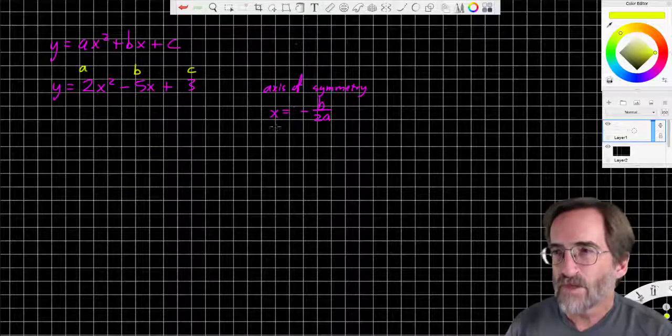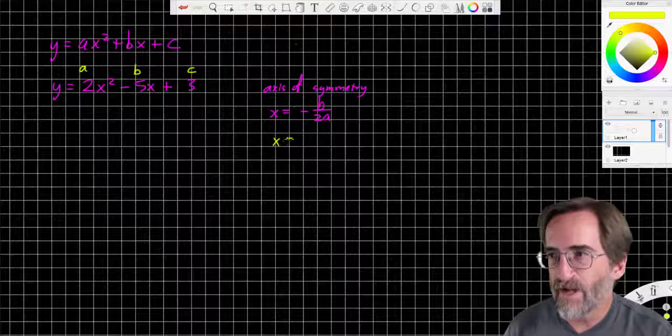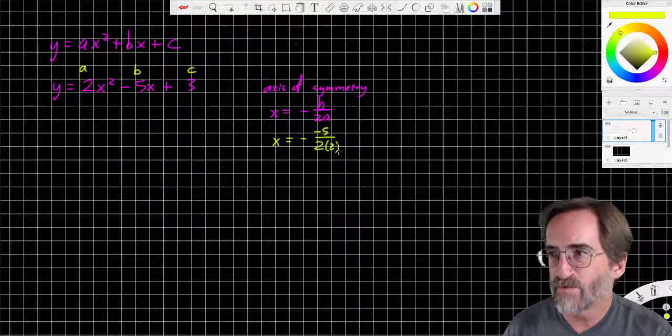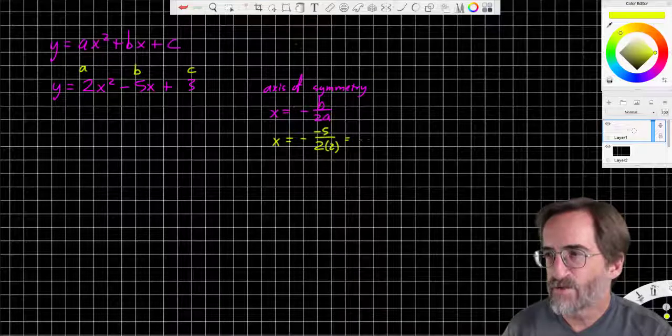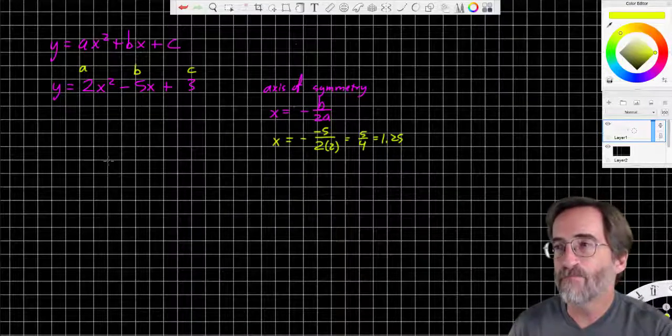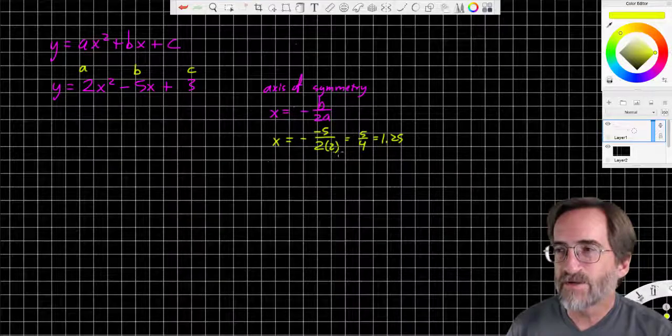Okay? So according to this formula, x equals negative b, negative 5, over 2a, 2 times 2. A negative is a positive, and 2 times 2 is 4, so this is 5/4, or 1.25 if you like, if we do a decimal. And that gives me something called the axis of symmetry.